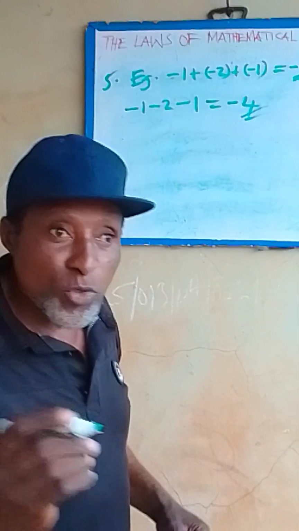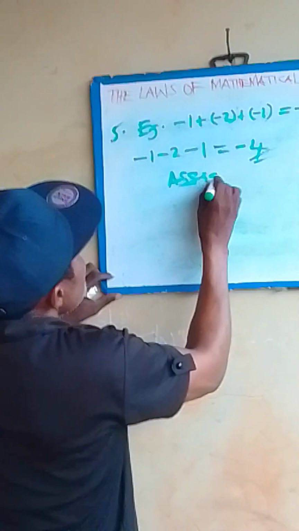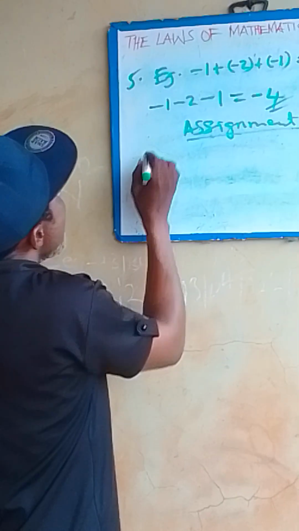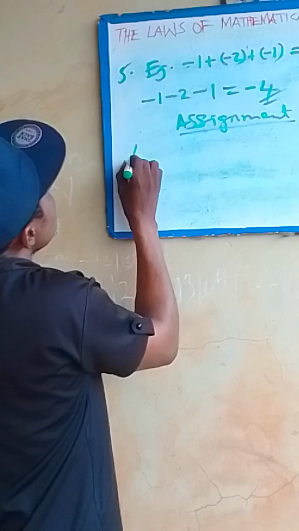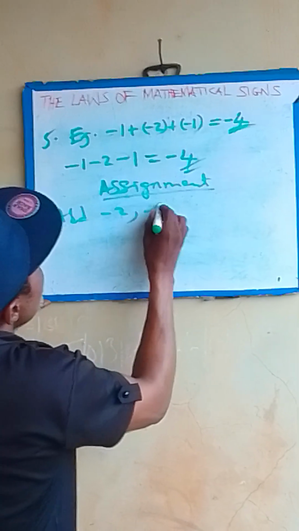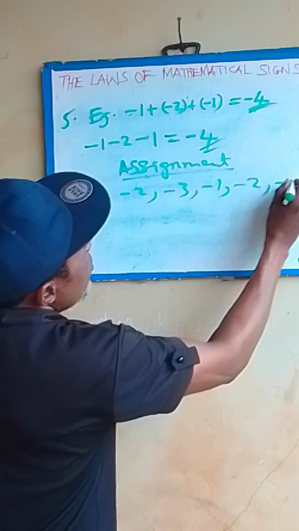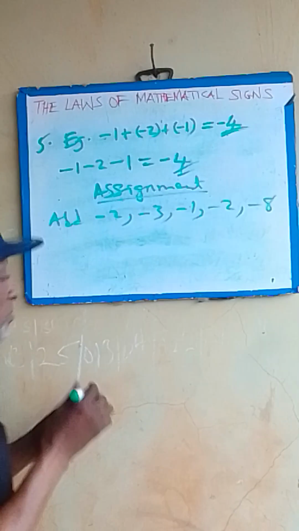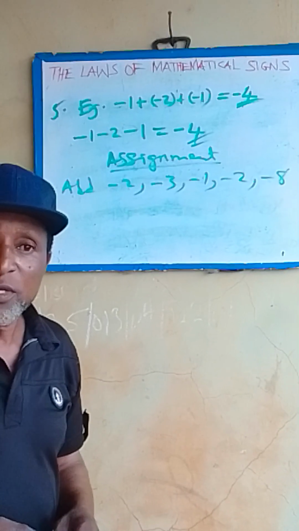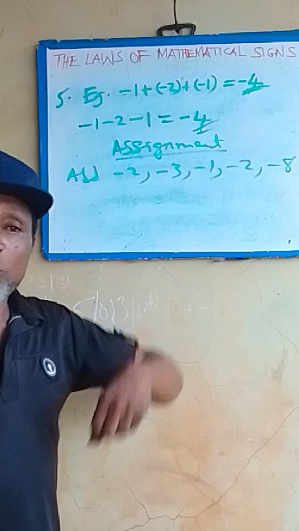So you can also do this at home. Assignment. Add minus 2, minus 3, minus 1, minus 2, minus 8. That is what I want you to do right now as you are seated there watching me. Do this as an assignment and make the comment below.